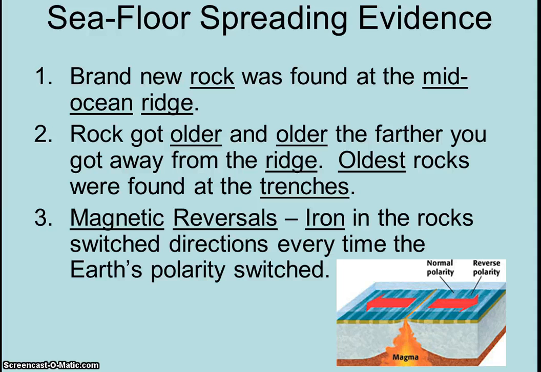And so they saw, if you look here in the picture, the light blue stripes indicate normal polarity, or to the north, and the dark blue stripes represent when the iron in the rock indicated that the polar direction was to the south. The magnetic pole was to the south. And we see that it has switched many times, at least 9 times throughout the history of the ocean floor.